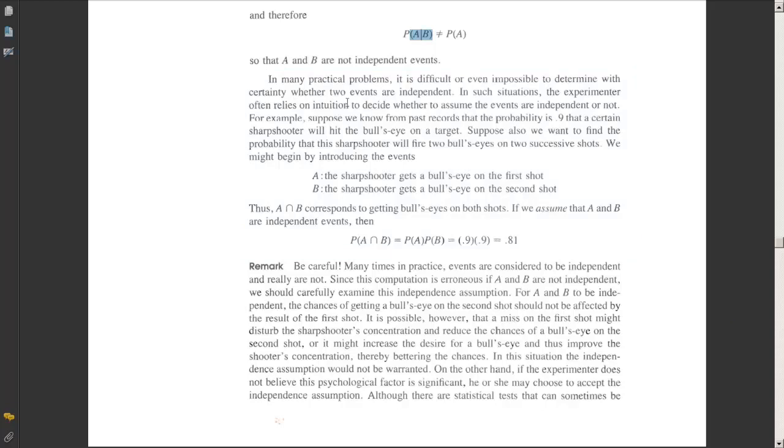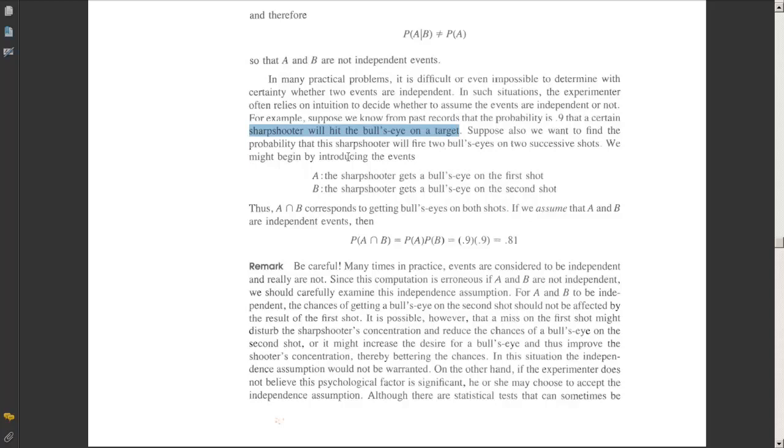In many practical problems, it is difficult or even impossible to determine with certainty whether two events are independent. In such situations, the experimenter often relies on intuition to decide whether to assume the events are independent or not. For example, suppose we know from past records that the probability is 0.9 that a certain sharpshooter will hit the bullseye on a target. Suppose we also want to find the probability that this sharpshooter will fire 2 bullseyes on 2 successive shots.